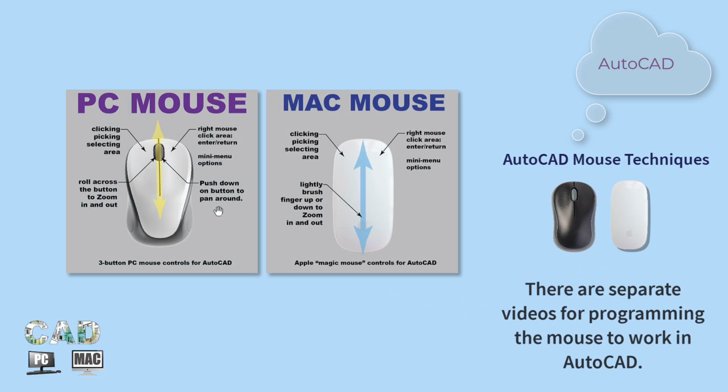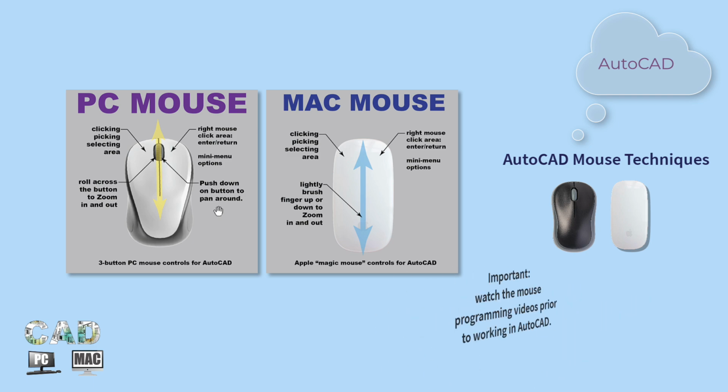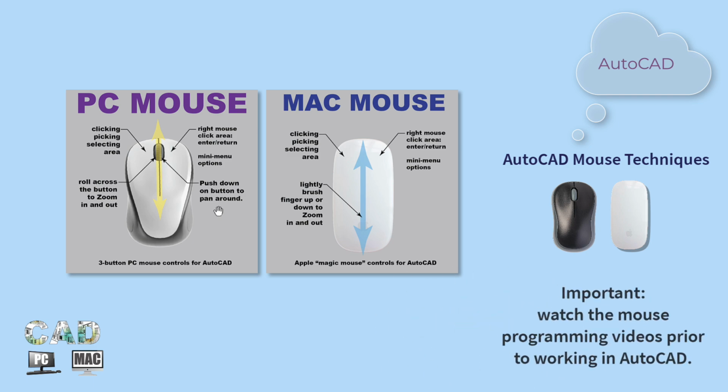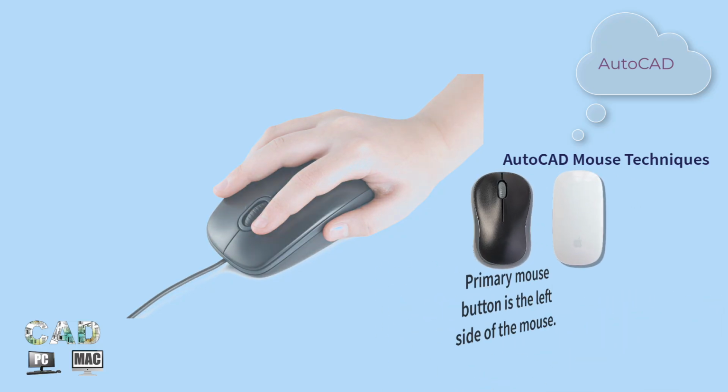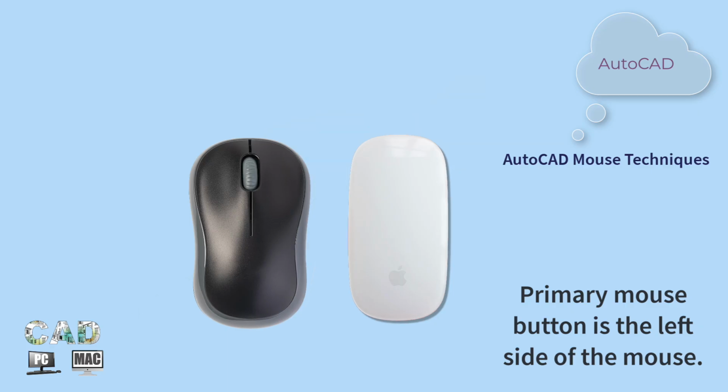There are separate videos for programming a mouse on a PC and a Mac. Please watch those videos prior to working in AutoCAD for the first time. Next, I will demonstrate the basic ways to use the two most common mouse styles in AutoCAD so that you can maneuver on the screen with ease. Let's get started with the basic fingering techniques of using a mouse in AutoCAD.